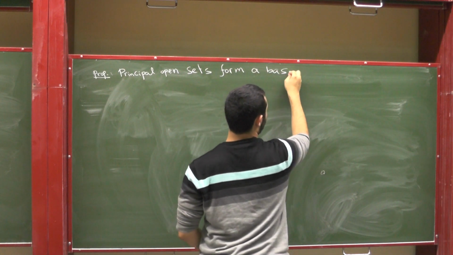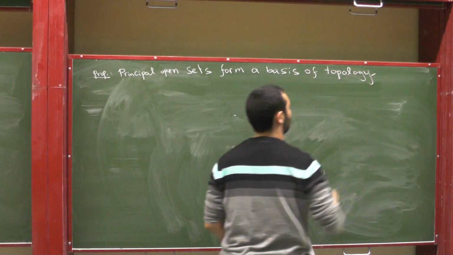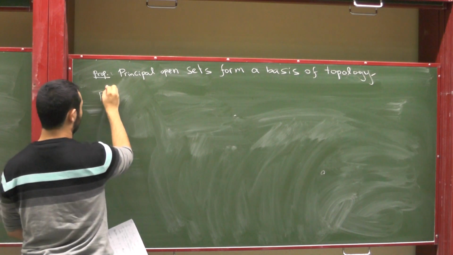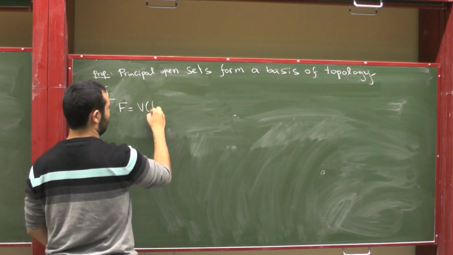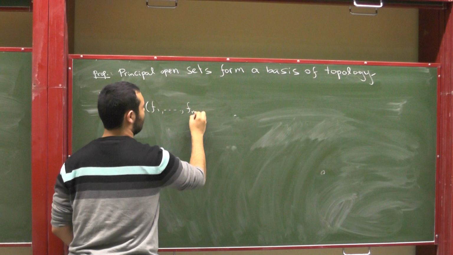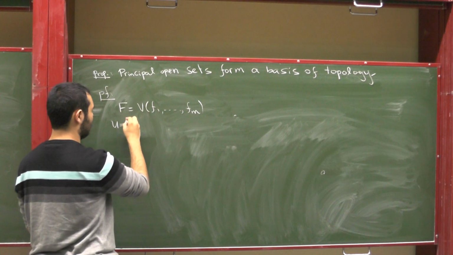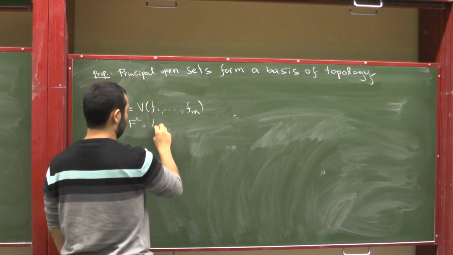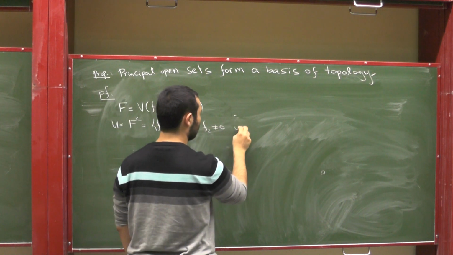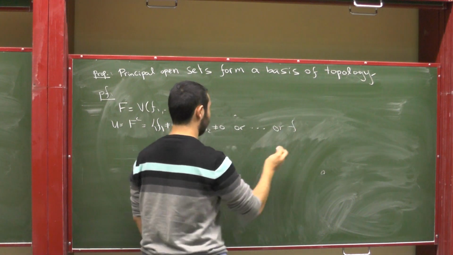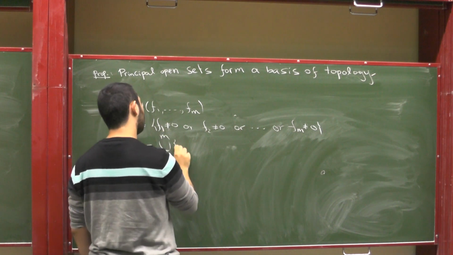From a basis of topology. So, proof. A general closed set F is basically the vanishing set of some functions. So U, which is its complement, is F1 non-zero, or F2 non-zero, or ... Fm non-zero, which is exactly the union from 1 to m of Fi non-zero.